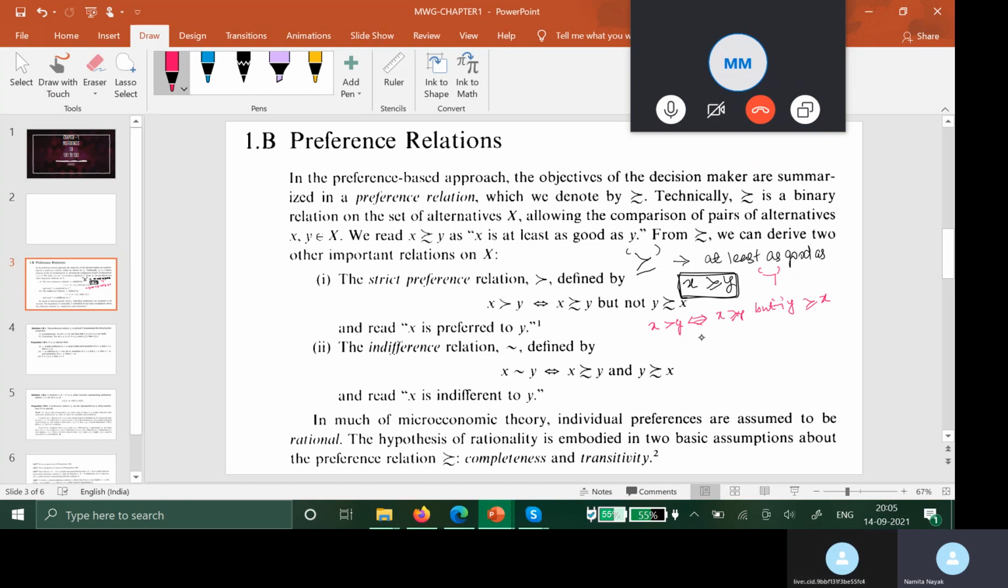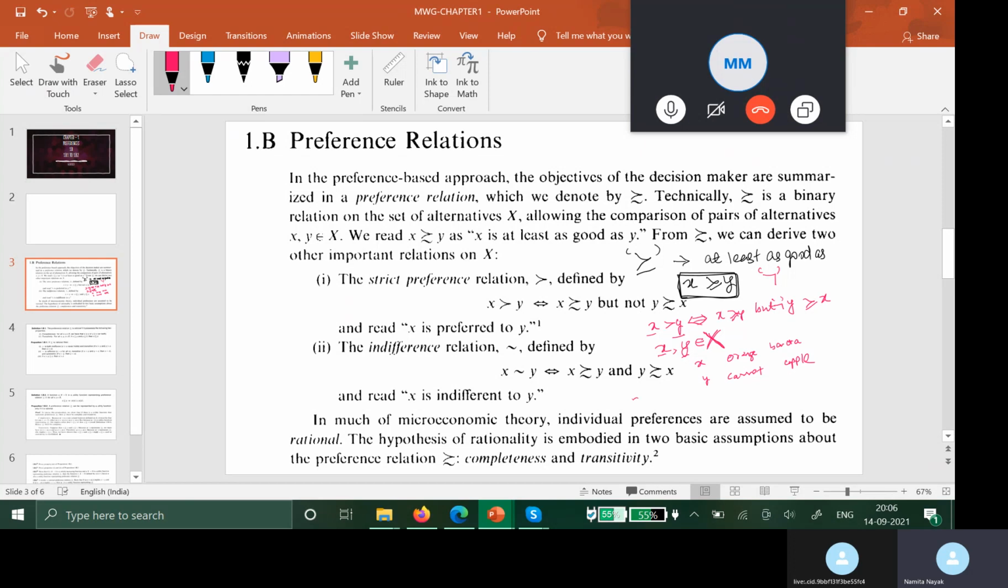So these x and y are elements of a bigger set of alternatives. Last time I told you about the budget set. The budget set is nothing but the alternative choices, right? So out of these alternatives, people choose according to their preference. So x and y are different combinations. Suppose x is one orange and one banana, and y is the combination of one carrot and one apple.